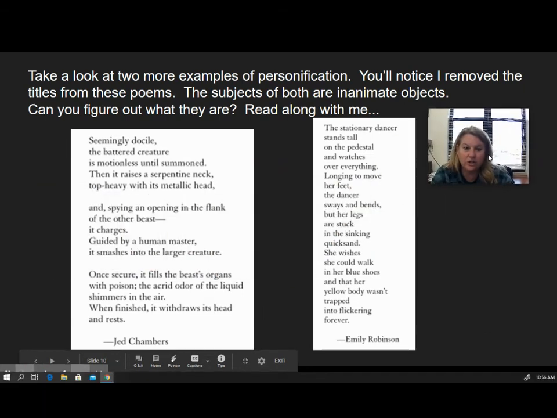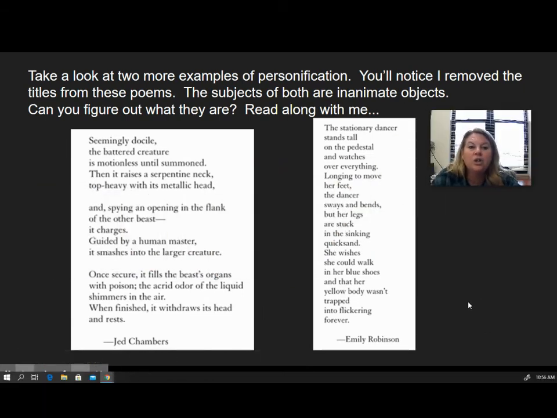All right, take a look at 2 more examples of personification. You'll notice I removed the titles from these poems. The subjects of both are inanimate objects. Can you figure out what they are?